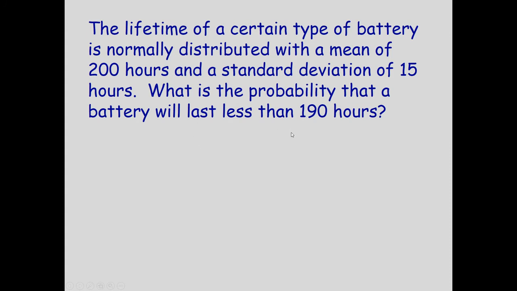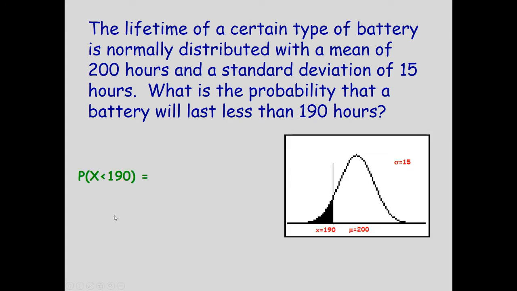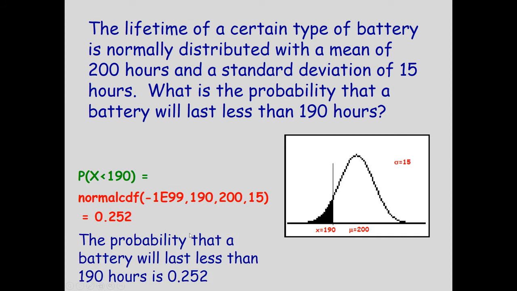Lasting less than 190 hours: shade, probability statement, put into normal CDF, negative infinity to 190, centered at the average of 200 with a standard deviation of 15. These are pretty repetitive once you understand what's going on, especially if you have a calculator in front of you. You can probably figure this out in a few minutes. The probability that a battery will last less than 190 hours is apparently 0.252.